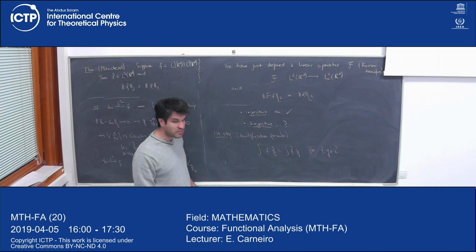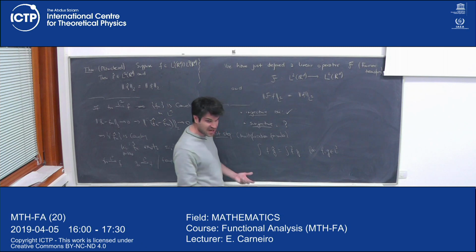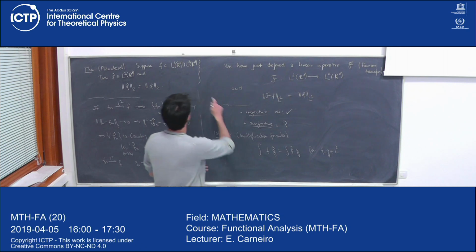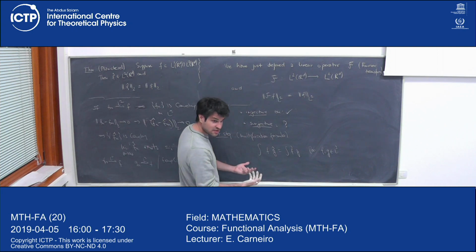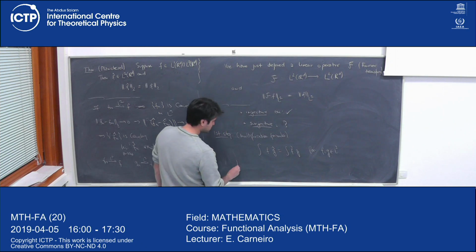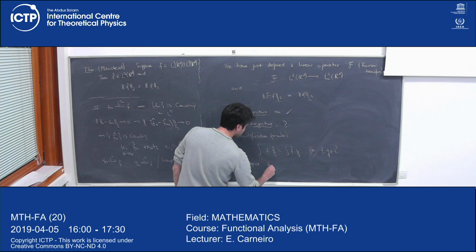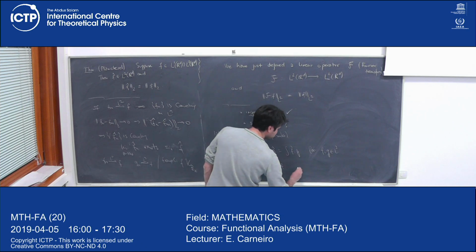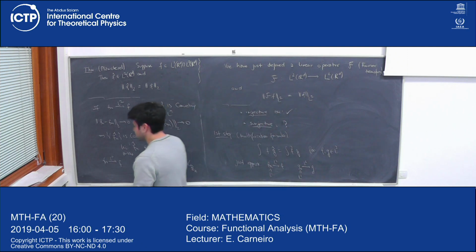Why is that? Well, because it holds for L1. You just approximate f by fn and g by gn, approximated in L2 by functions which are in L1 intersection L2, and this formula holds for every n, and then you pass to the limit. Okay? So just approximate f by fn, with fn in L1 and the approximation in L2, and gn approximates g in L2 with gn in L1.